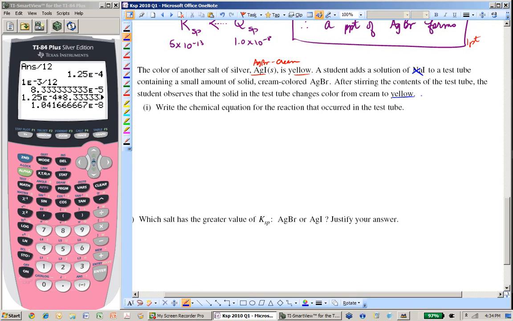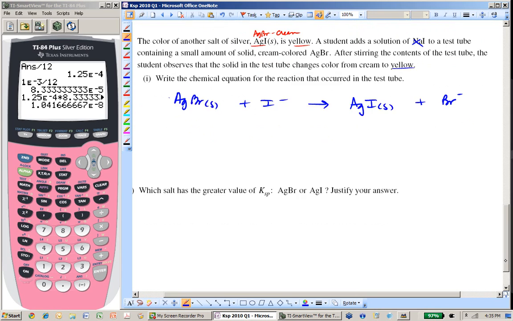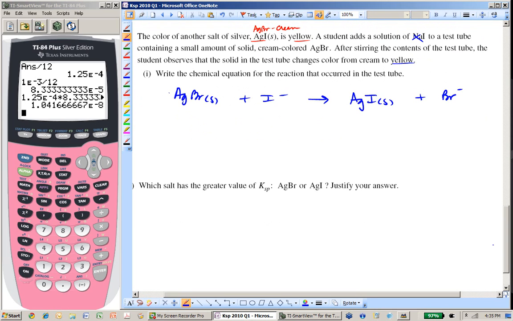Write the chemical equation for the reaction that occurred. You can do it molecular, or you can do it net ionic. So you can either do AgBr solid plus I minus, which is the way I'm going to do it, which is net ionic, is going to now make me the yellow AgI solid plus Br minus. Okay, so that was easy. Don't try to make that hard. That was just easy greasy Chem 1 stuff.